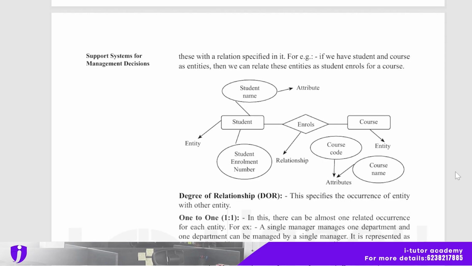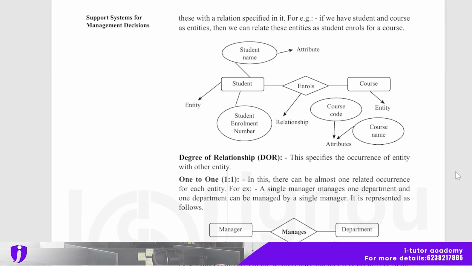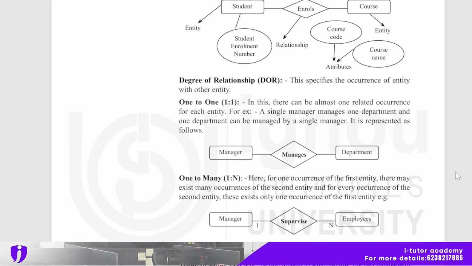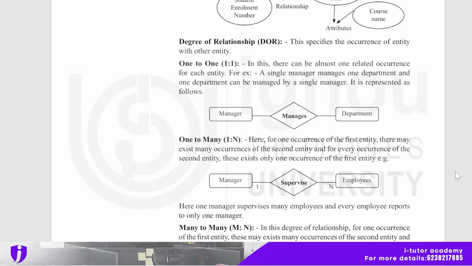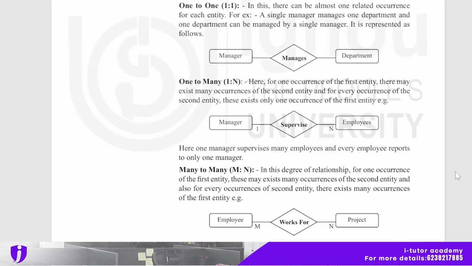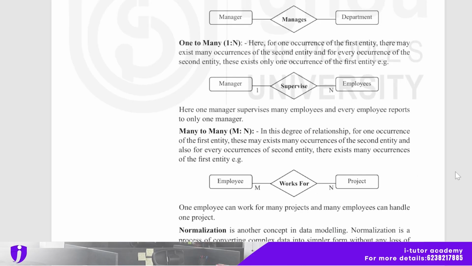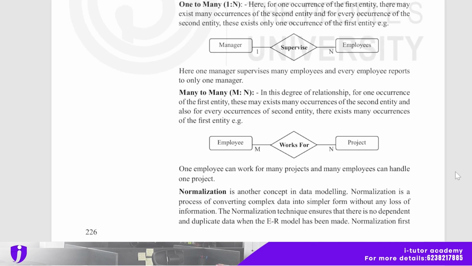Here is one chart: degree of relationship, that is, the specific occurrence of an entity with the other entities. So please refer to that. One to one: a manager manages a department. One to many: a manager supervises employees. Many to many: employees work for projects, so many to many.